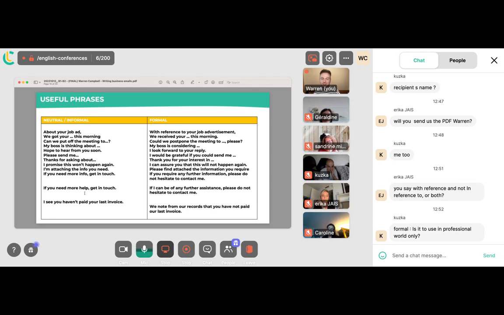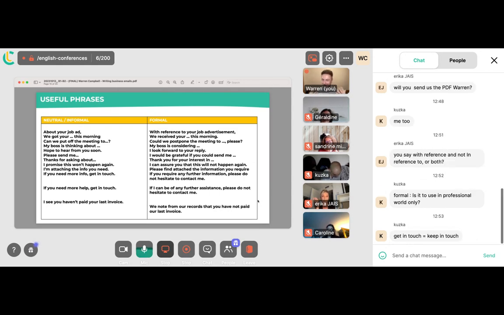And we can see some things down here with the expressions. For example, get in touch, more suitable for a neutral or an informal approach. A better way to say this professionally, if I can be of any further assistance, please do not hesitate to contact me. Okay. So far, so good. I know that's a lot of information to take in.